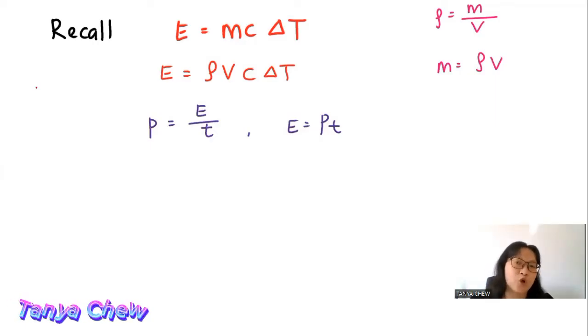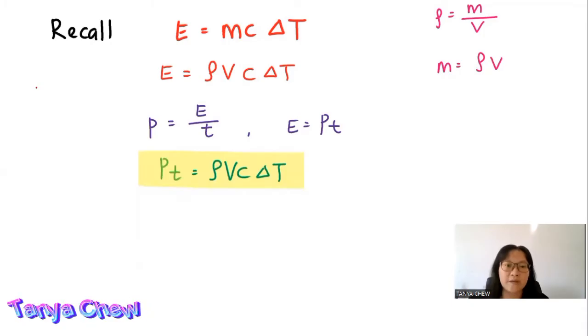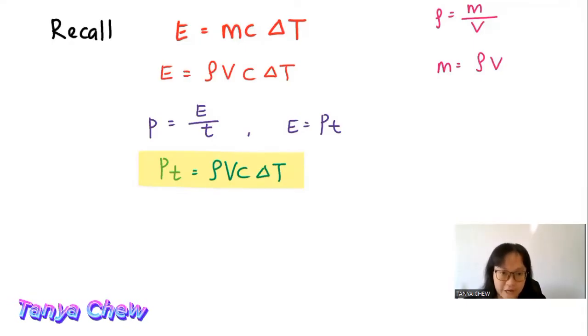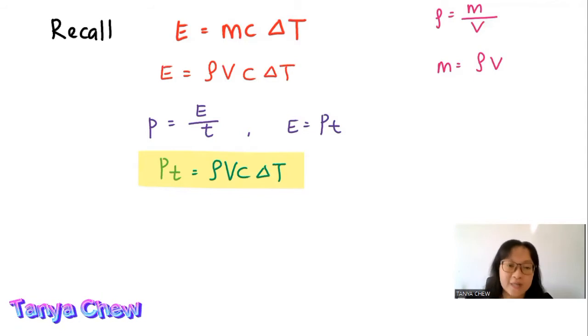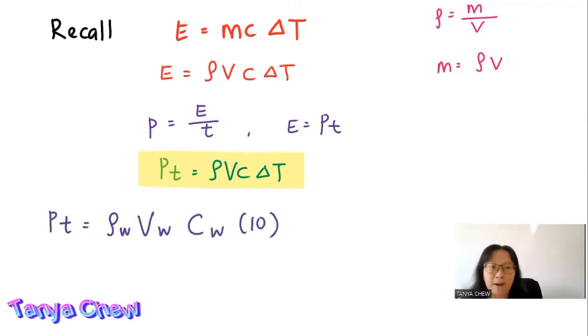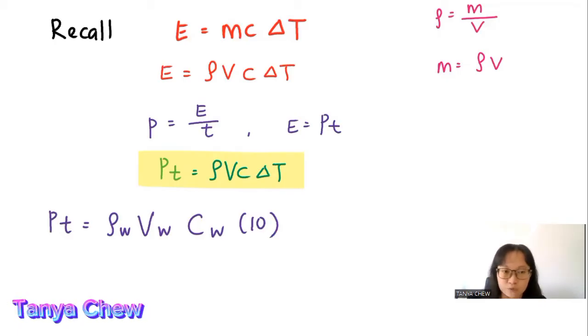Power is equal to energy over time because the power is being given, and I have energy is equal to power times time. So I sub in, this is my final equation that I will be using to solve this question. Power times time is equal to rho V volume C delta T. So I do it one by one. Power times time is equal to rho W. That means the density of the water, volume of the water, specific heat capacity of the water times the change in temperature of the water, which increases by 10 degrees Celsius.